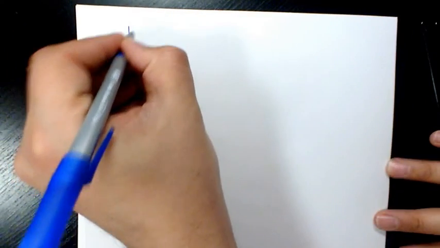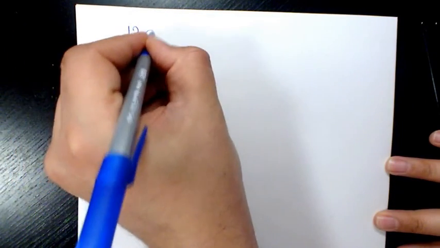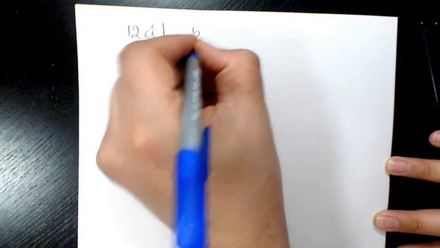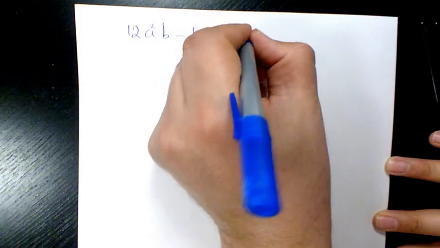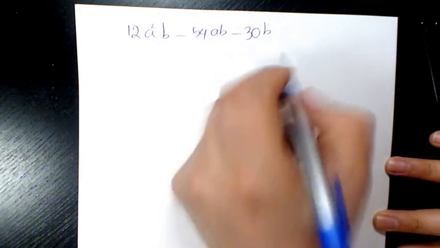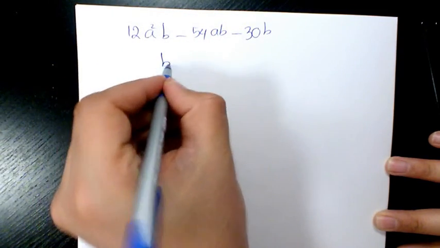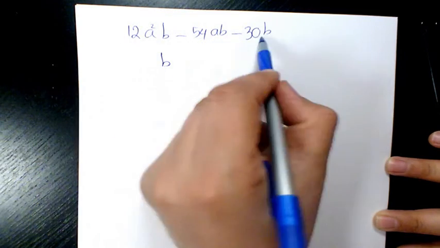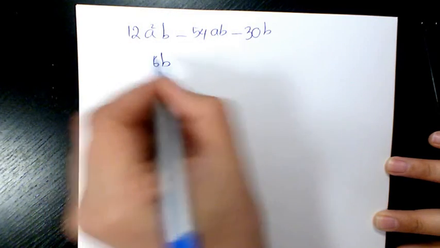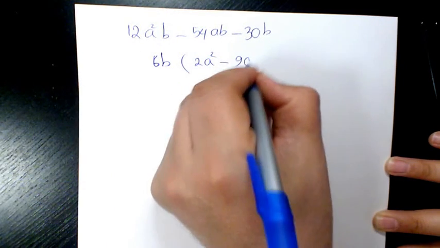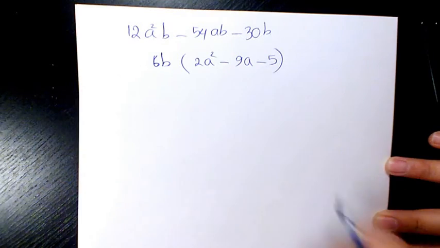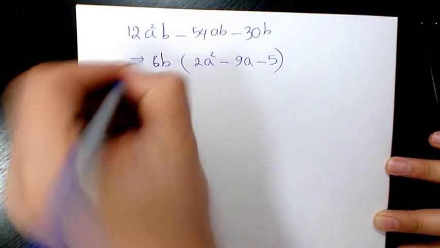Next one is 12a squared b minus 54ab minus 30b. So here we can factor b, and for 12, 54, and 30 we can factor 6. It's going to be 2a squared minus 9a minus 5. That's going to be the factored form of this one.